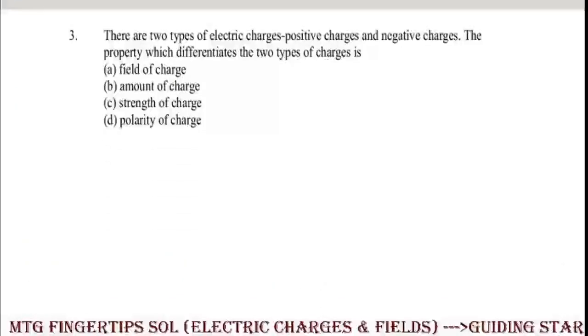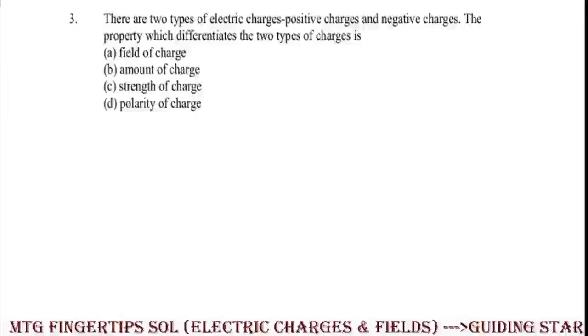Next, moving to question number 3. There are two types of charges, positive charge and negative charge. The property which differentiates the two types of charges is: field of charge, amount of charge, strength of charge, and polarity of charge. So let us understand one by one what are the options that are given and how will you hear question what it is saying. It is a very nice question.